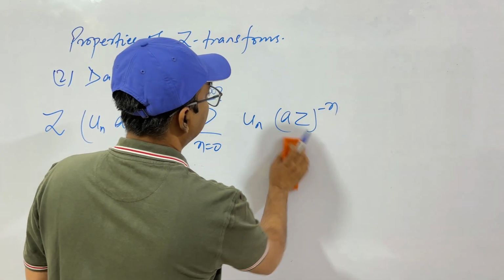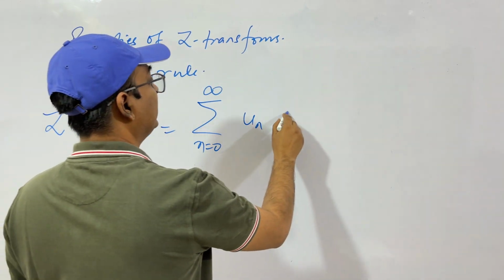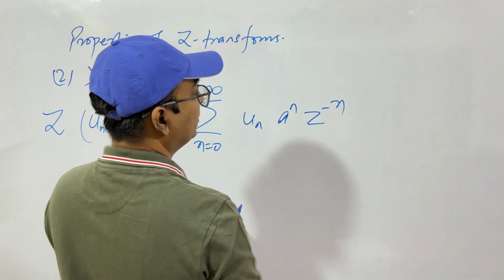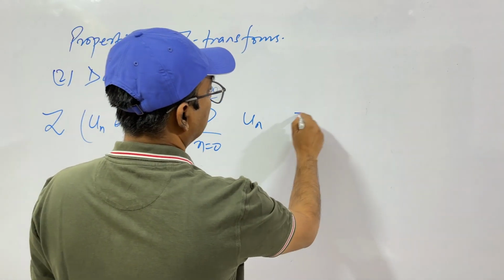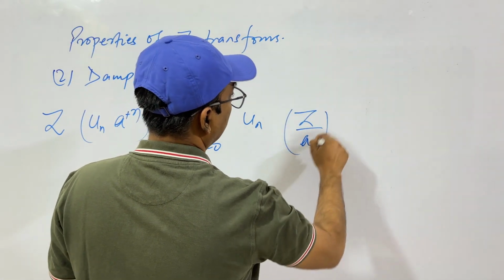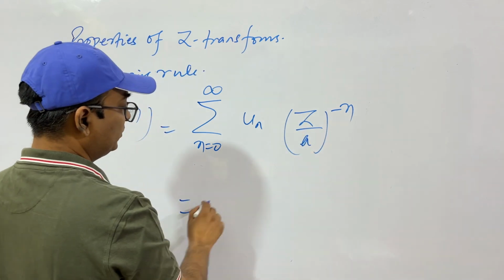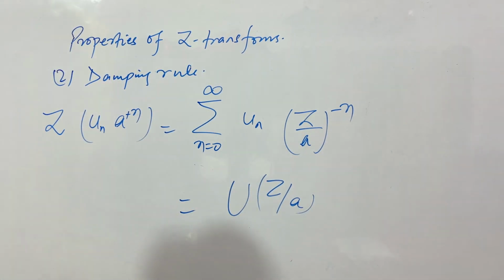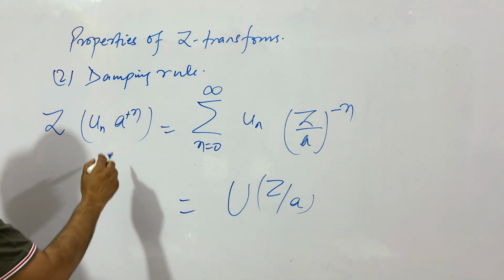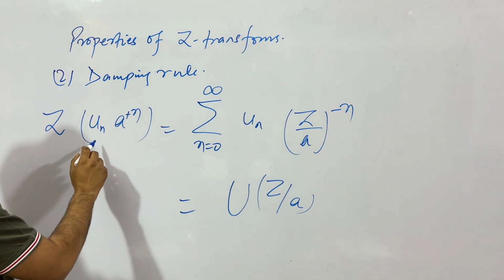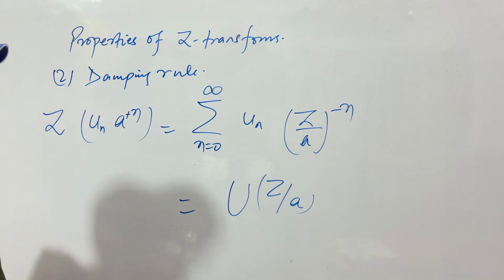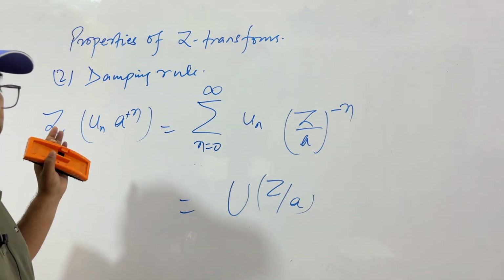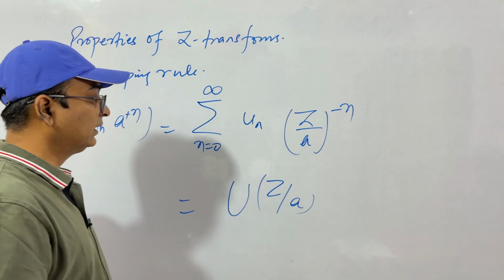In the same way, this will be a to the power n, and z to the power minus n, or minus n will be in the denominator. So what you can write as z by a to the power minus n. So what you get is basically U of z by a. This is also a very important result, u n multiplied by a to the power minus n, or u n multiplied by a to the power n. So we have seen two very important properties, linearity and the damping rule. Now we will solve some questions and understand them.